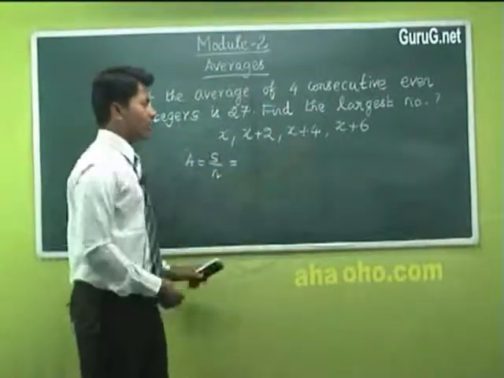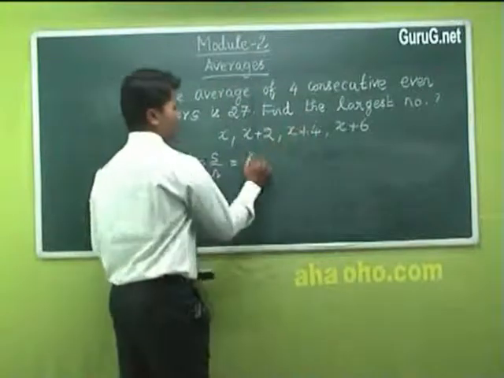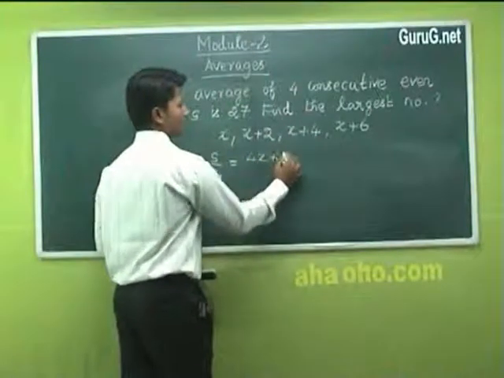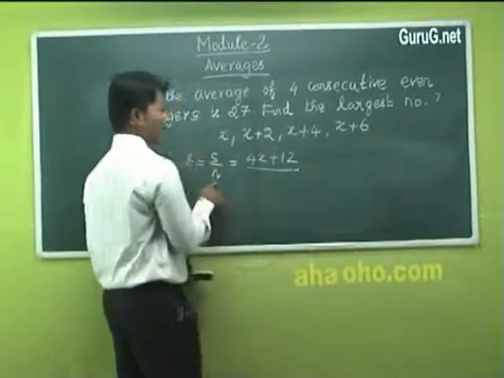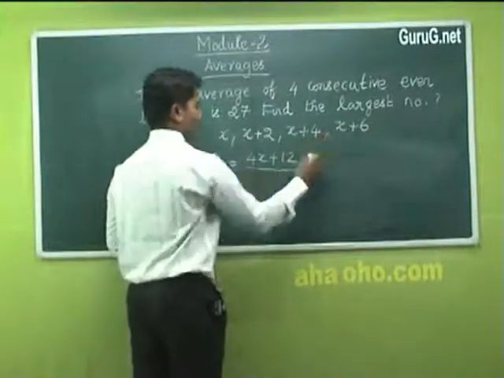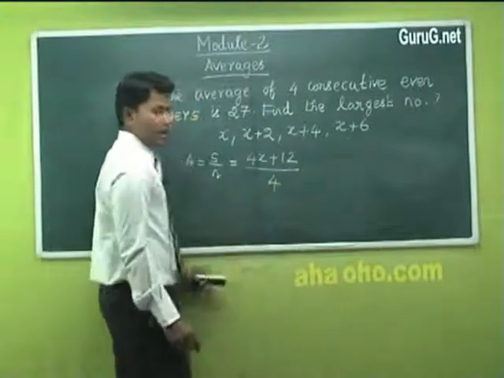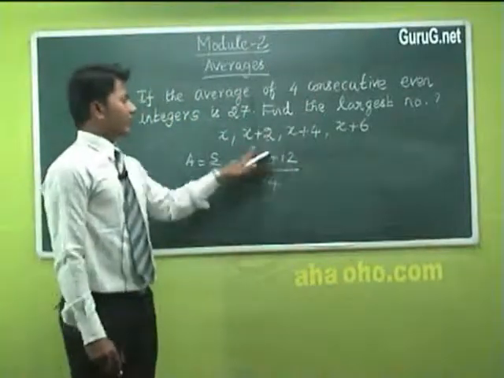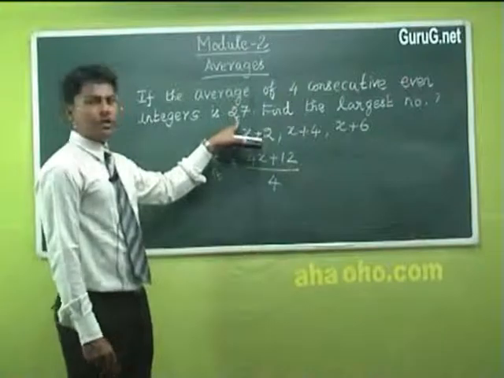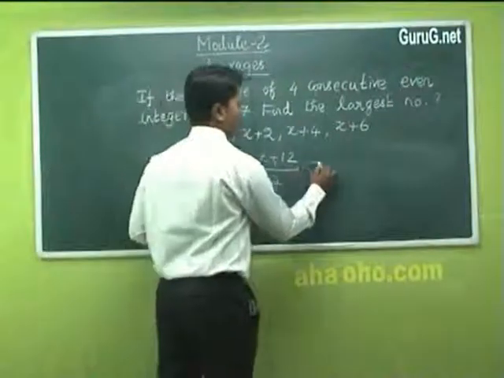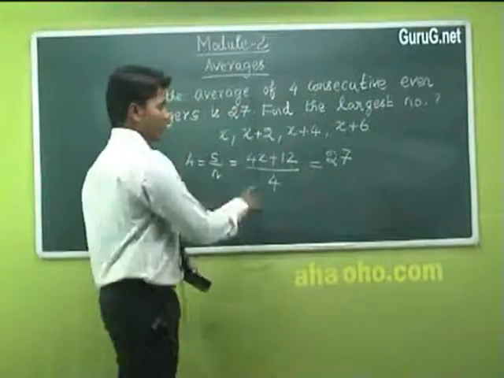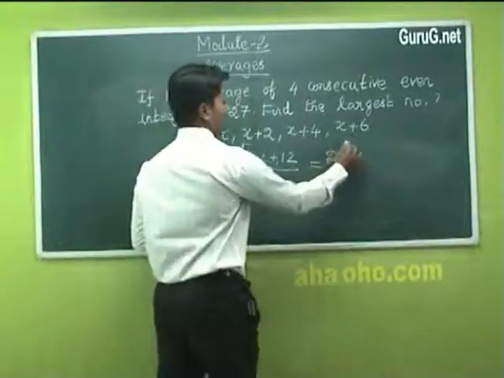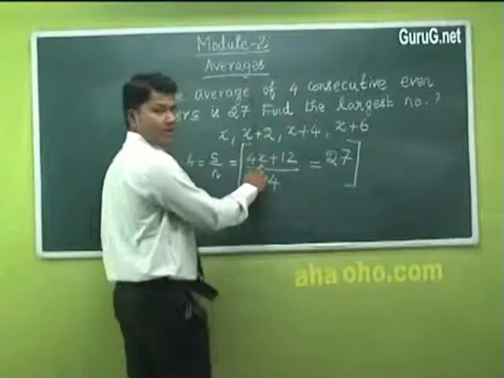Upon adding these 4 values, what you will get? There are 4x, so 4x plus 6 plus 4, 10, 2, 12, divided by n, which is 4. This is the average. What is the average value given? It is 27. So this is equal to 27. Fine. From this relation, you can find out the value of x.